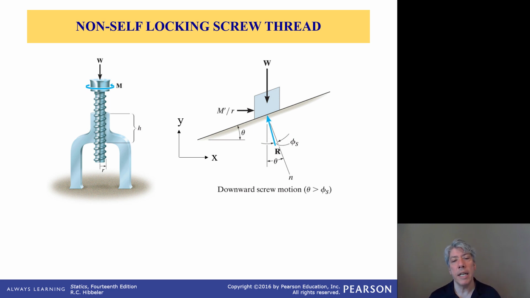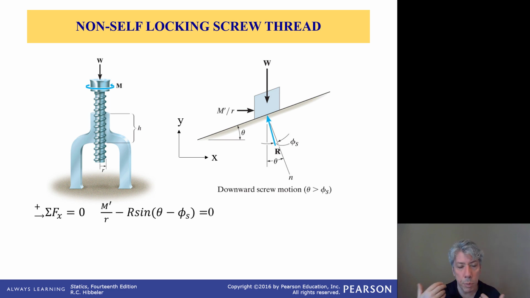But what about if it's not self-locking? In other words, what if the friction coefficient is too small? In other words, yeah, we've got some friction, but we can't actually turn the resultant far enough because the friction is not large enough to resist it. Then what we've got is something that can be back driven by the load or by the clamping force, and we require some torque in order to prevent that from happening, in order to accomplish static equilibrium. So let's sum forces in the horizontal direction.